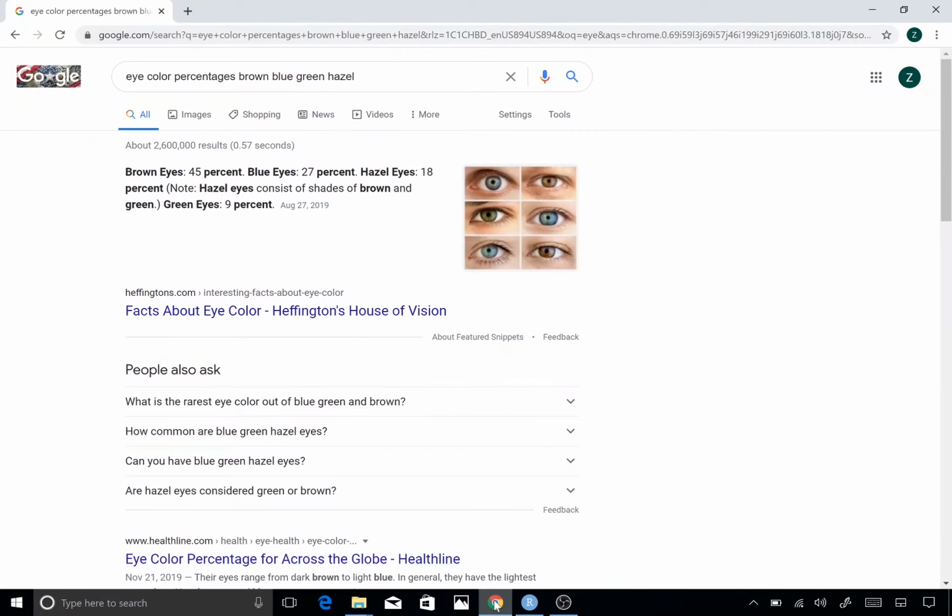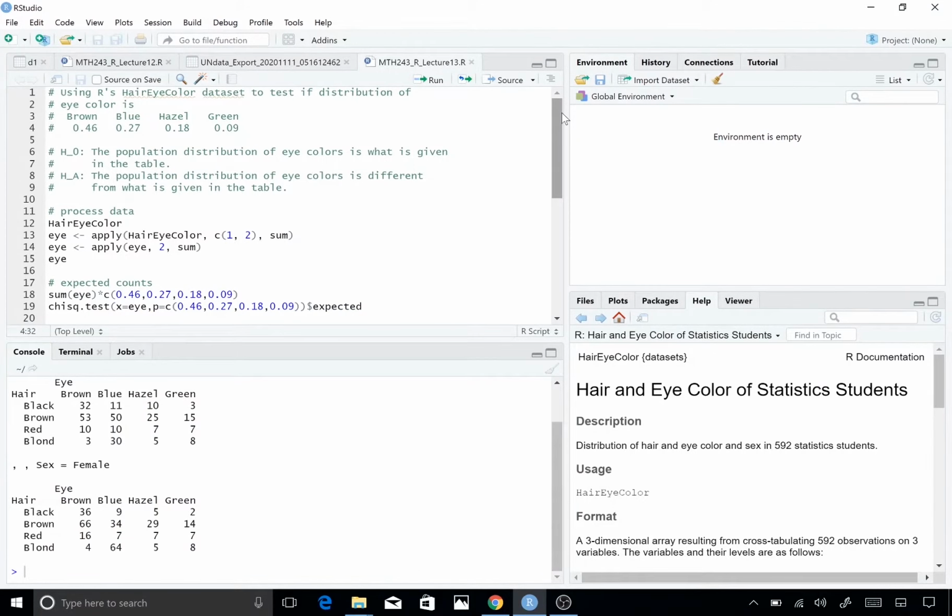I had to adjust them slightly so that they would sum to 1. Our null hypothesis is that the distribution of eye colors in the population is what's given in this table. The alternative hypothesis is that the distribution of eye color is different from this table. We're going to assume that the people in this data set were a random sample from the population, but I think they come from some class in a school. I'm guessing this is a convenience sample.